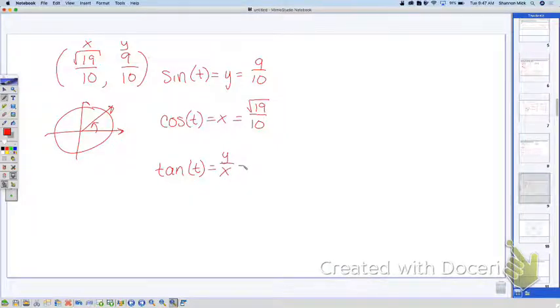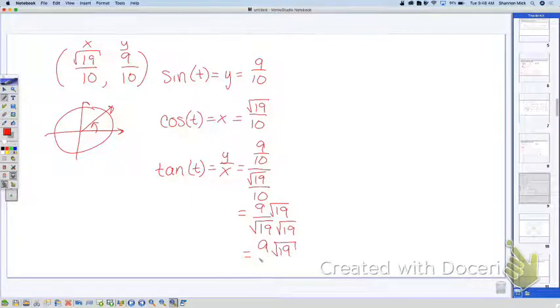I think I did this one right. So we have 9/10 over square root of 19/10. So I'm going to have 9 over the square root of 19, yes? I can't have that, so I have to multiply by square root of 19 over square root of 19. So your answer is 9 square root of 19 over 19. And if I could reduce the 9 and the 19, I would. Yes. So you are going to have to do that sometimes when they just give you a point.